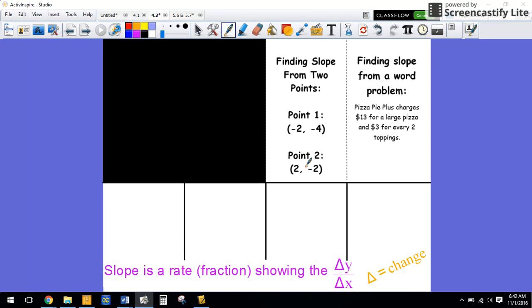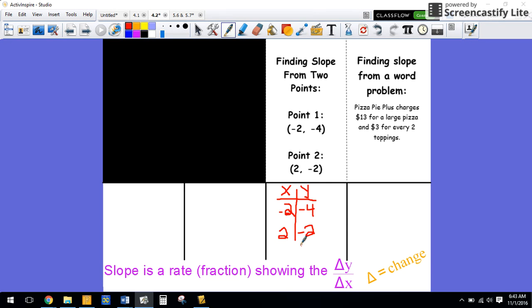So we have a couple options here on how to solve slope from 2 points. One, you could graph the points and count your slope. Count up and over. The second thing you could do, which might be a little bit easier, especially if you don't have graph paper on hand, is to turn your points into a table. So I'm going to go ahead and make my XY table here. My first point is -2, -4, and my second point is 2, -2.